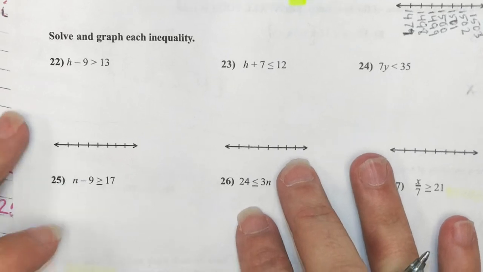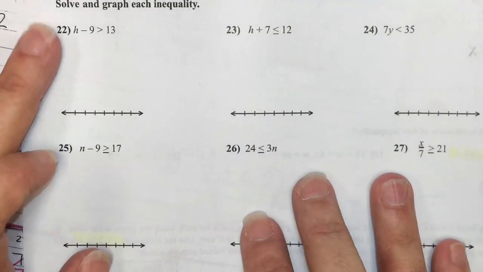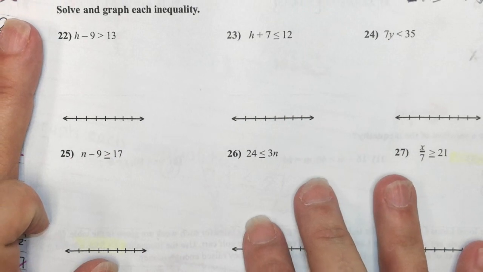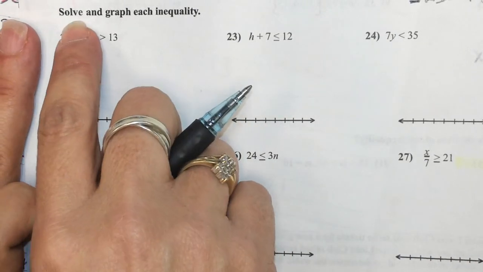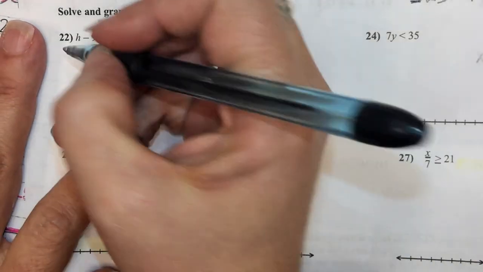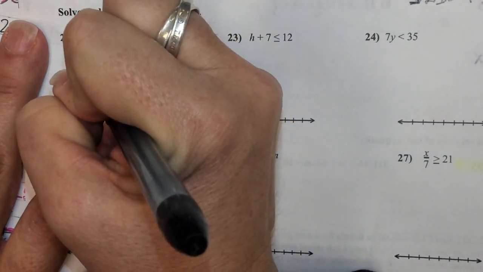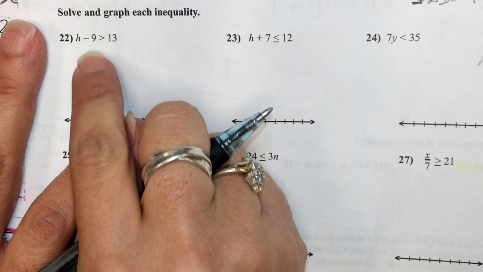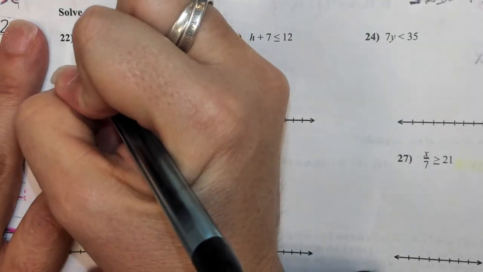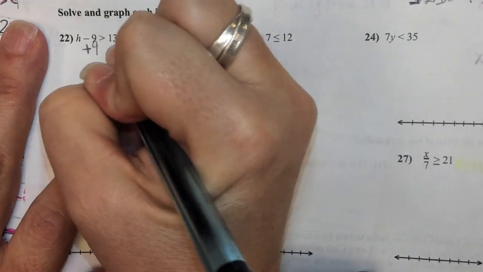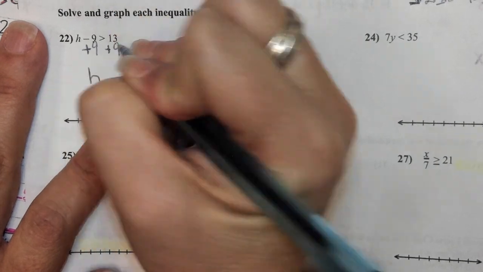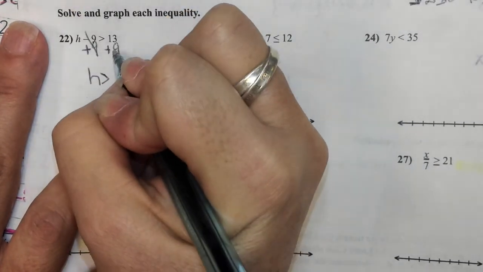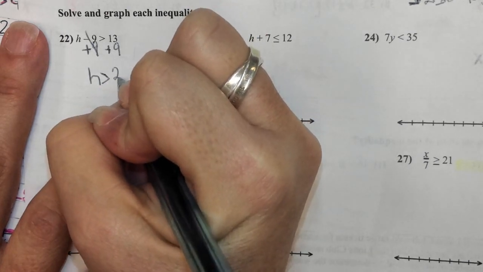Okay. Now, these last 6 are what we did last night, solving the inequality. When you are solving and graphing, you are trying to tell me what is H on this first one. So, if on this side with the H, there's a -9. The opposite is +9, or the inverse operation. H is greater than 22.